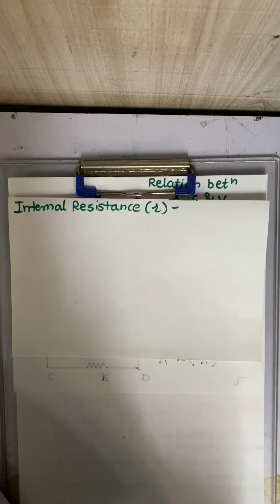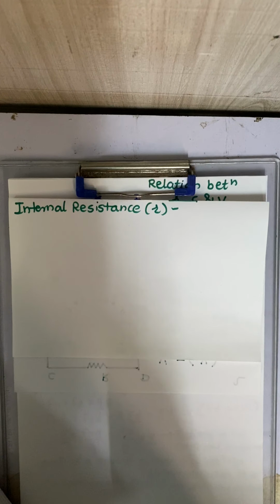Children, now we will study about the internal resistance of the cell. Up to now we have studied about how the EMF is generated by the cell. Now what is the internal resistance of the cell? So when the terminals of the cell are connected by the wire, the electric current flows in the wire from positive terminal of the cell towards the negative terminal.